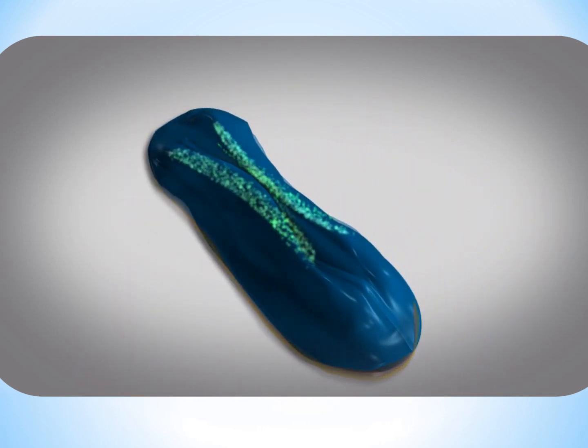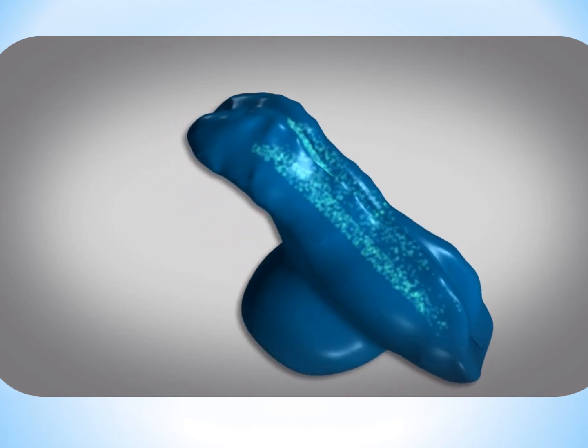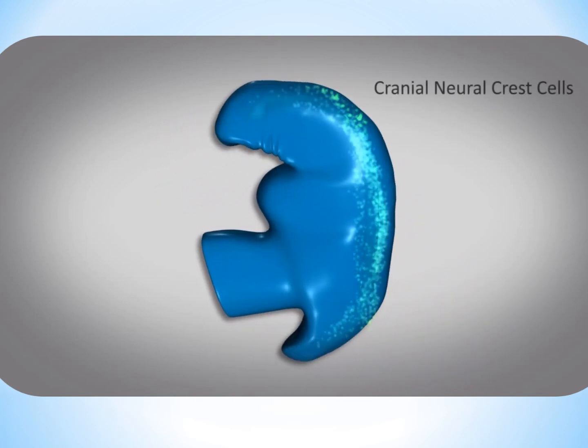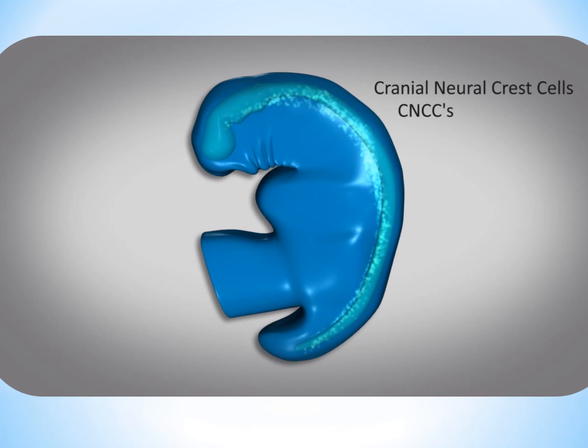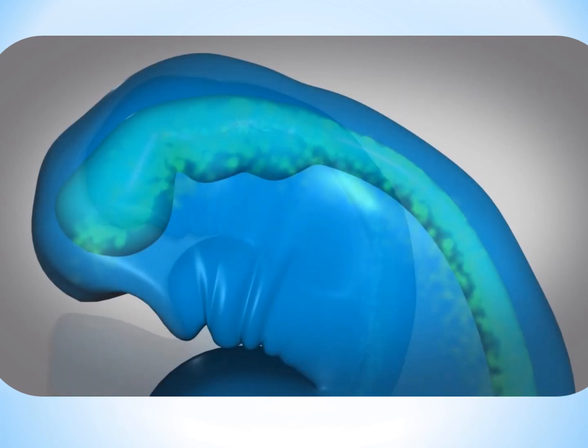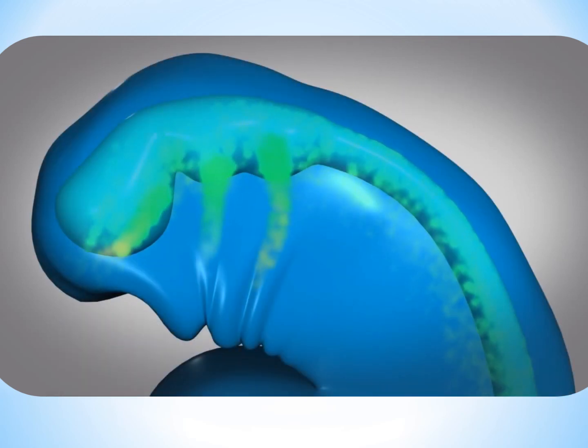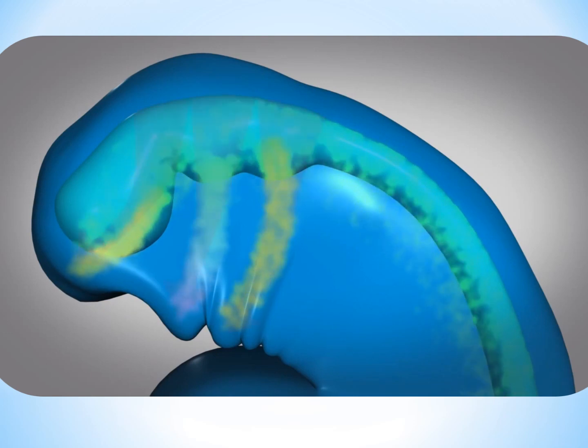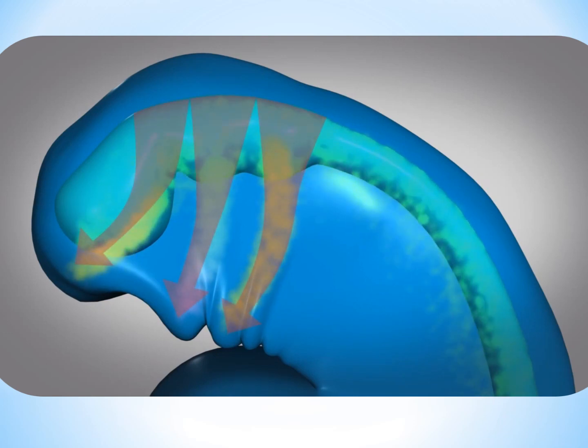The edges of the neural plate elevate to form the neural folds that eventually fuse to form the neural tube. During this process, neural crest cells are formed along the entire length of the tube at the tip of the folding neural folds. Neural crest cells formed from the head or cranial region are called cranial neural crest cells, or CNCCs.